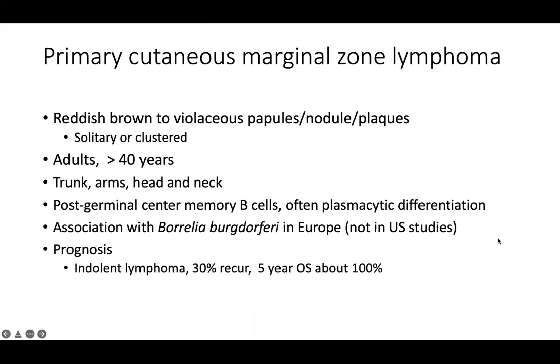So let's start out with the discussion on primary cutaneous marginal zone lymphoma. Clinically, these can present as reddish-brown to violaceous papules, nodules, or plaques, solitary or clustered, in adults, usually greater than 40 years old. It can involve the trunk, arms, head, and neck. And you'll remember back to that cartoon, these represent typically post-germinal center memory B cells, often with plasmacytic differentiation.